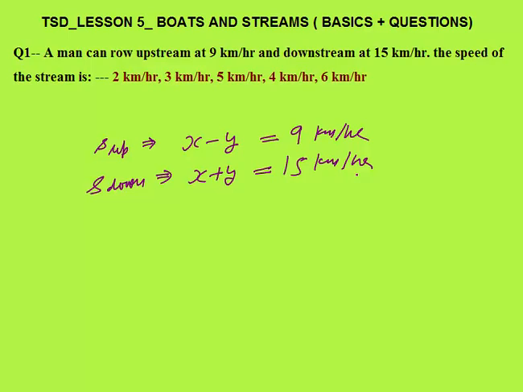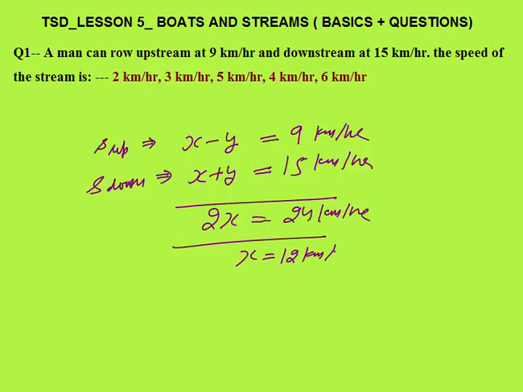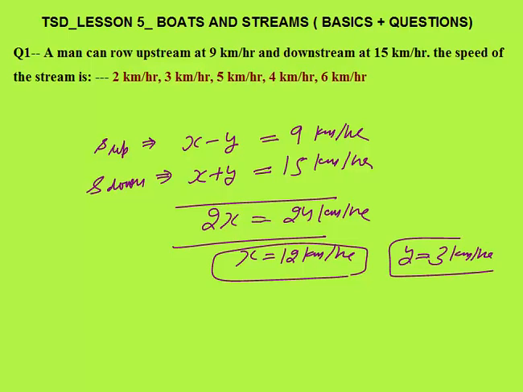What is the speed of stream? Add this, you will get 2x is equals to 24 km per hour. X is 12 km per hour. X is 12, so definitely your y would be 3 km per hour. So speed of stream is 3 km per hour. That is option number 2.